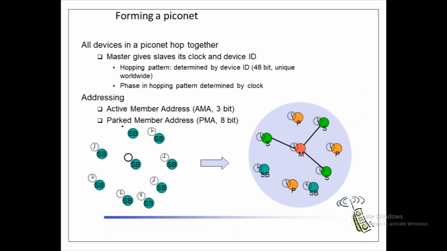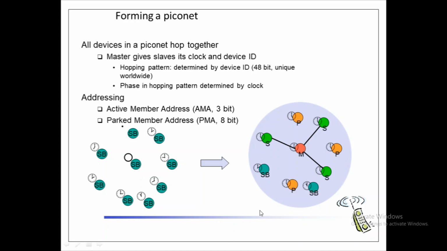Forming a piconet for the Bluetooth, right? So here in both diagrams, the theory of the formation of the piconet is shown. As all active devices have to use the same hopping sequence, they must be synchronized. So all the active devices need to use the same hopping sequence.